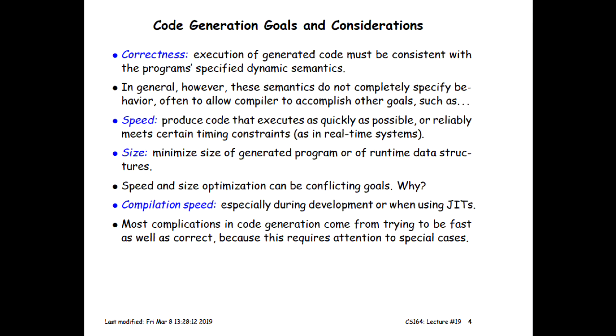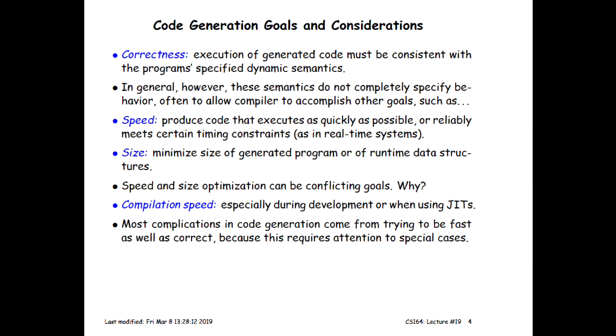So these conflicting goals can cause bugs. They cause errors in the compiler. In particular, when you're trying to make the program fast, you take shortcuts and something goes wrong. And the reason that something goes wrong is that if you're trying to make something fast, then you have to pay attention to the special cases.